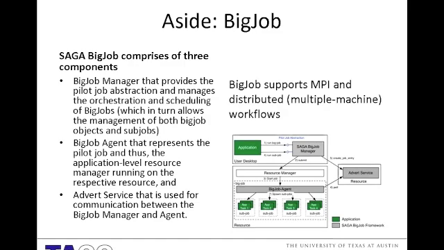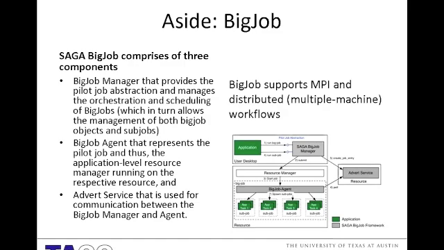BigJob, the Saga implementation of a pilot job, differs from other pilot jobs or job launchers that we would have on certain machines. For example, on Ranger, we have the launcher module. It differs in that it supports parallel jobs and it can run distributed across resources. So this reduces the total time to completion by reducing queue wait time.